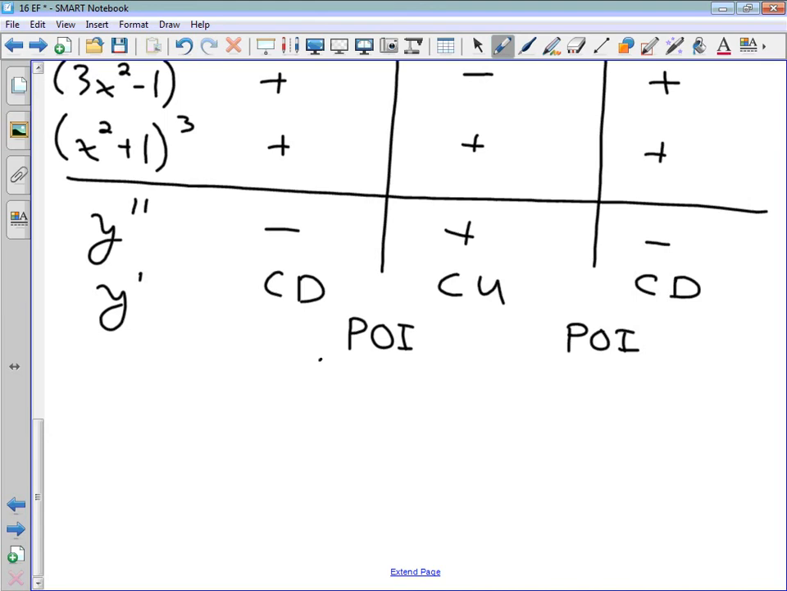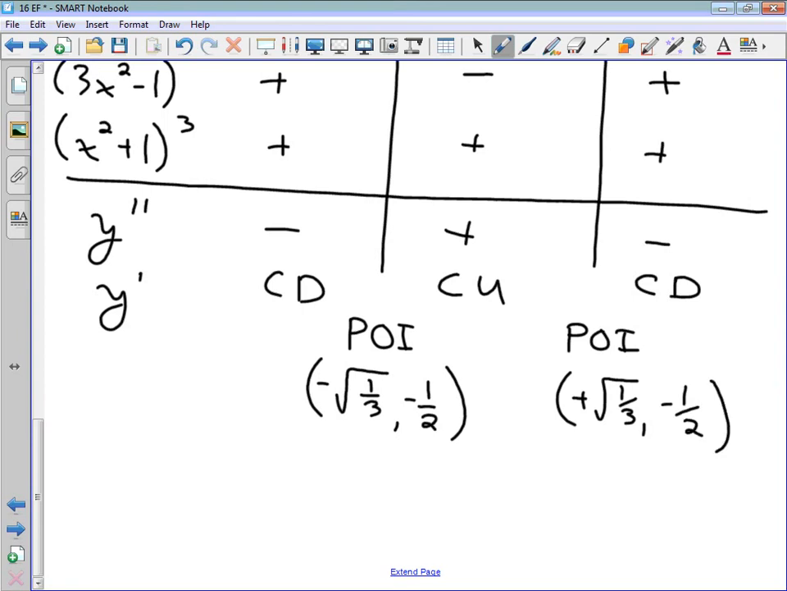And we want the coordinates of these guys. So I've got negative root 1/3, negative a half. And positive root 1/3, negative a half again, just by subbing that back into the original function.